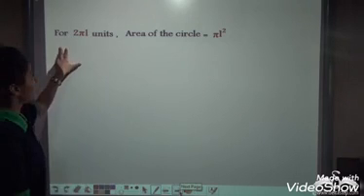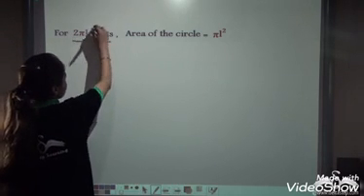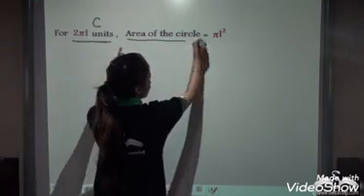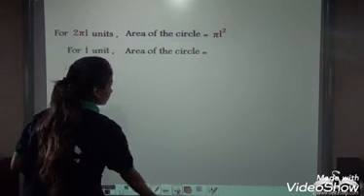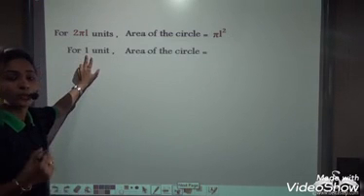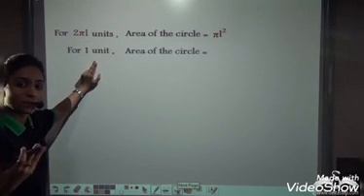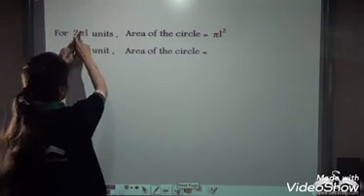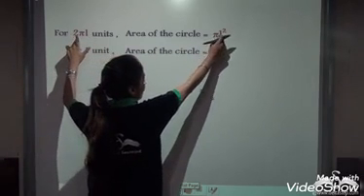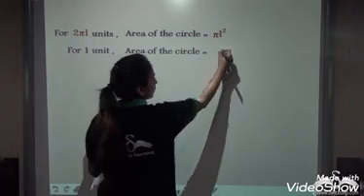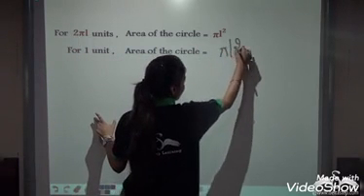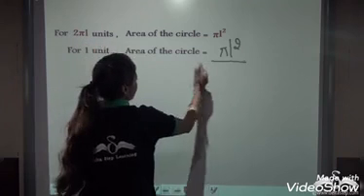So we can say that for 2 pi L units, that is the circumference, the area of the circle is pi L square. This is what we found out. So for 1 unit, what will be the area of the circle? Simply apply the unitary method. If for 2 pi L units the area is pi L square, then for 1 unit the area of the circle will be pi L square divided by 2 pi L.